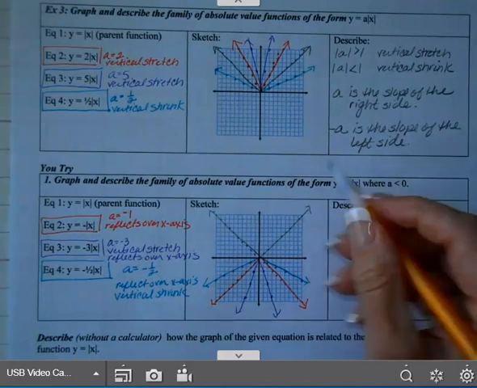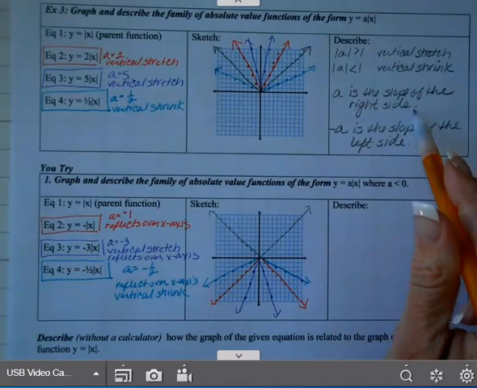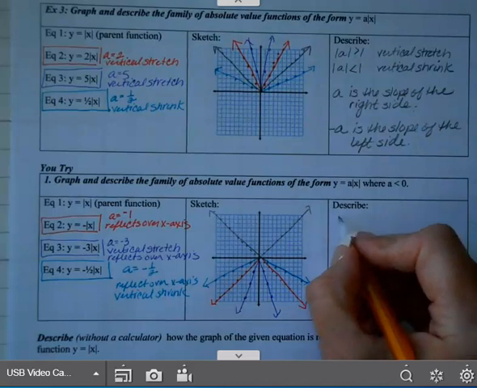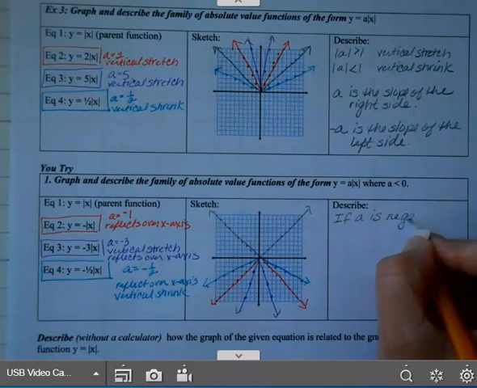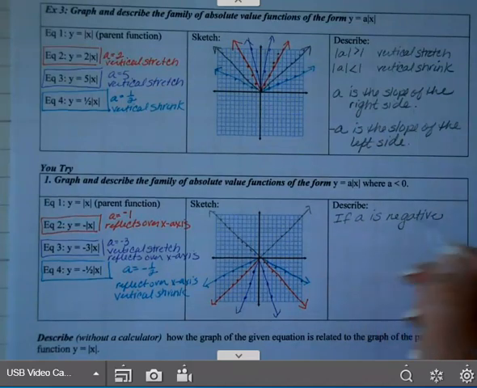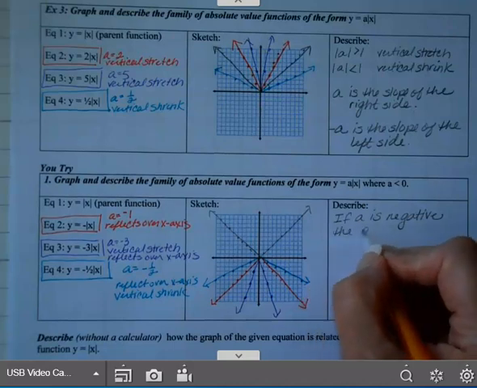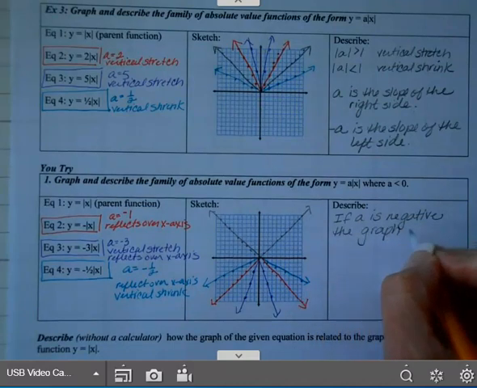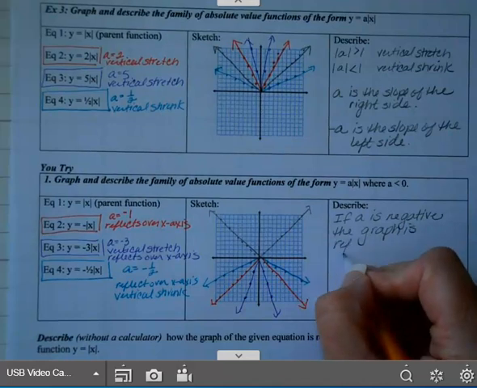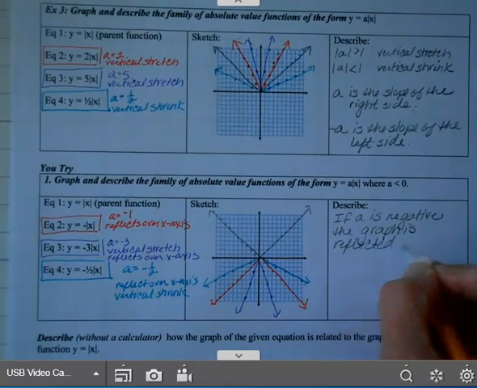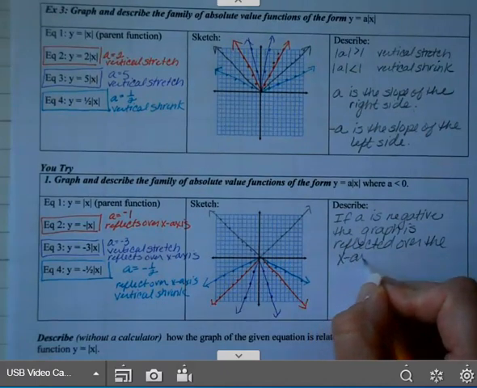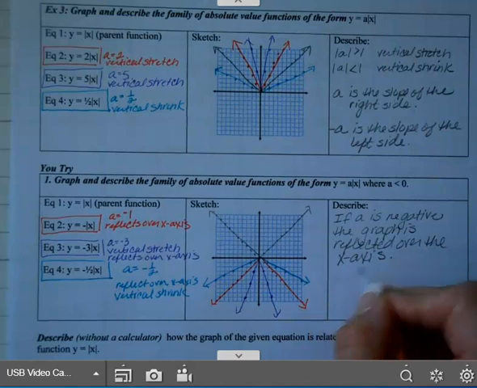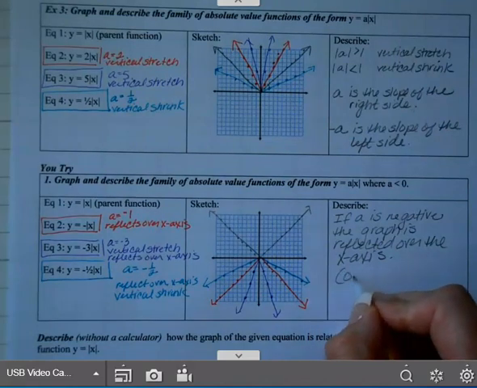Okay, so everything that happened before with a is still true. We're going to also add, if a is negative, the graph is reflected over the x-axis. So if you want to think, it opens down.